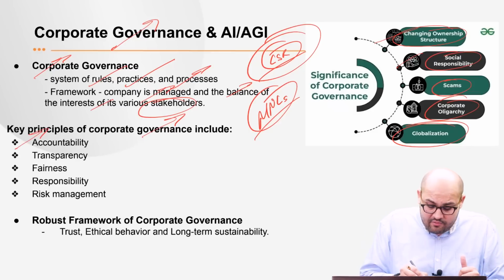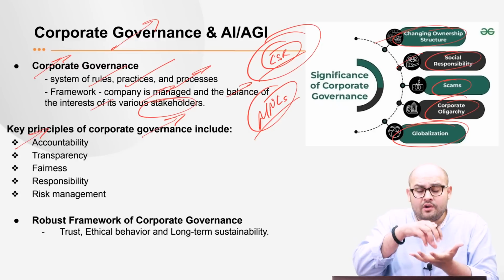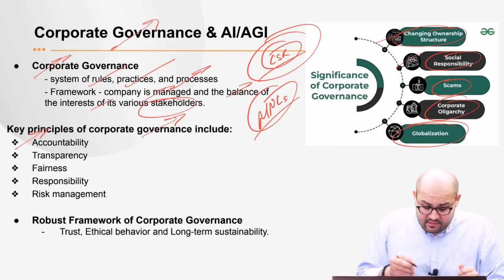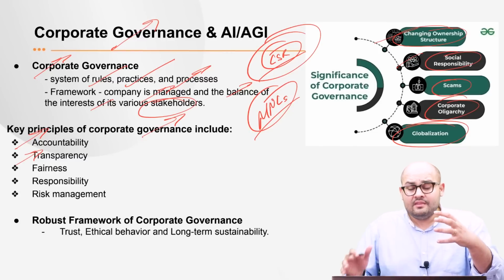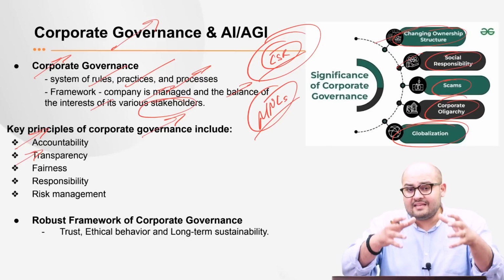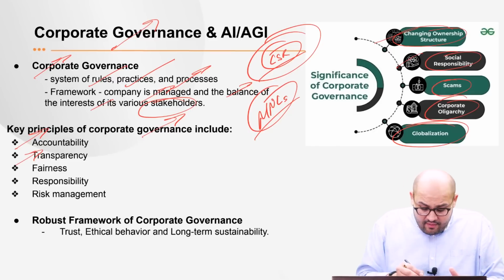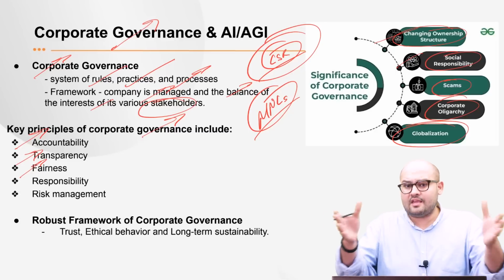The first is accountability. That is, the managers or the owners of the corporate should be accountable to different stakeholders. Next is transparency. That is, ensuring transparency when it comes to the functioning of the corporate. Making sure that adequate information, the right information, and the timely information is provided to different stakeholders. Then fairness. That is, fairness in terms of the treatment to various stakeholders.